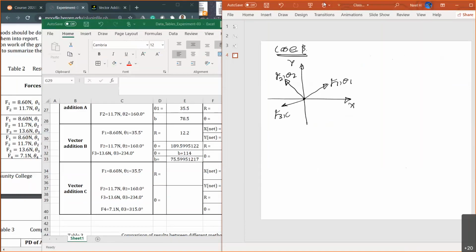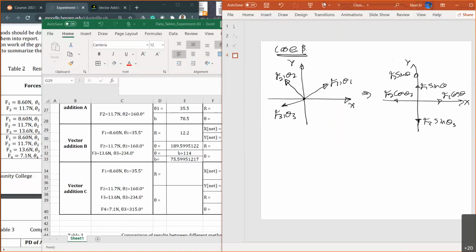F3, angle theta 3. Now let's identify all the components. X-axis, Y-axis. First vector has a component here, F1 cosine theta 1, and it has a component here, F1 sine theta 1. Second vector has a component here, F2 cosine theta 2. It has a component here, F2 sine theta 2. Third vector has a component here, F3 sine theta 3.